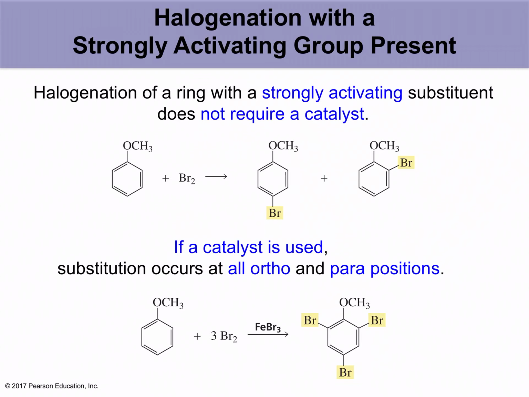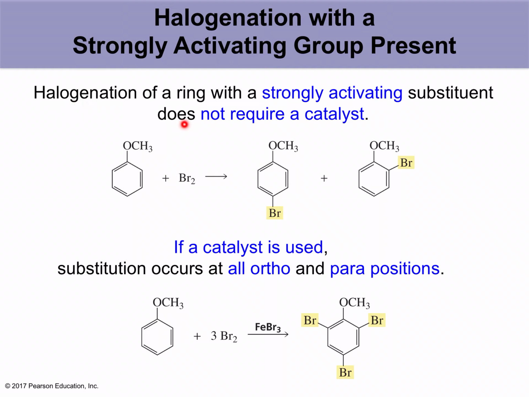Back here again with chapter 18. Now remember we talked about in one of the previous sessions that if you want to do a halogenation on the benzene ring, we use bromine and we also use a catalyst like iron bromide, ferric bromide. But if you have a strongly activating substituent on the benzene ring, you can do the halogenation without having a catalyst.